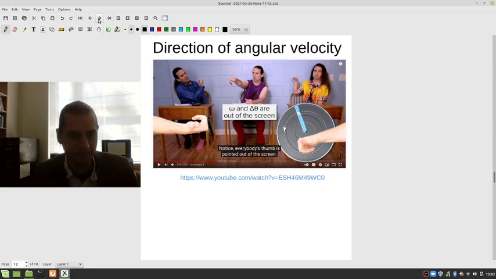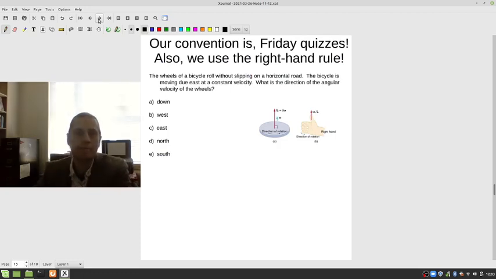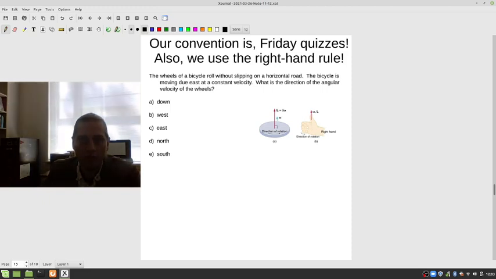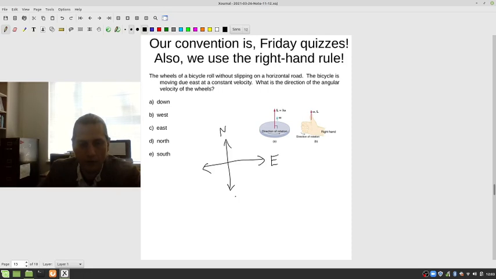All right, we're back here. Let's do some practice. So you've practiced now with the video, and let's try it on ours. It says the wheels of a bicycle roll without slipping on a horizontal road. The bicycle is moving due east at a constant velocity. North, east, south, west. What is the direction of the angular velocity of the wheels?